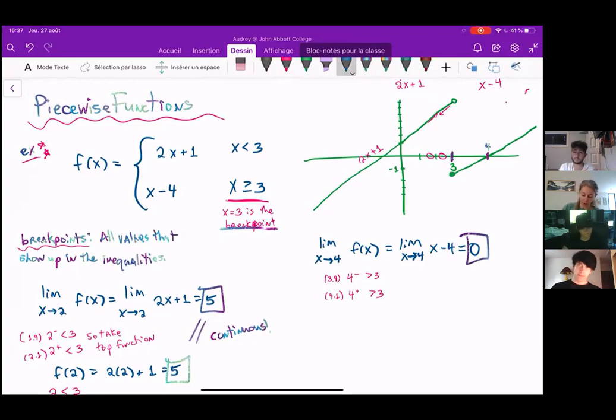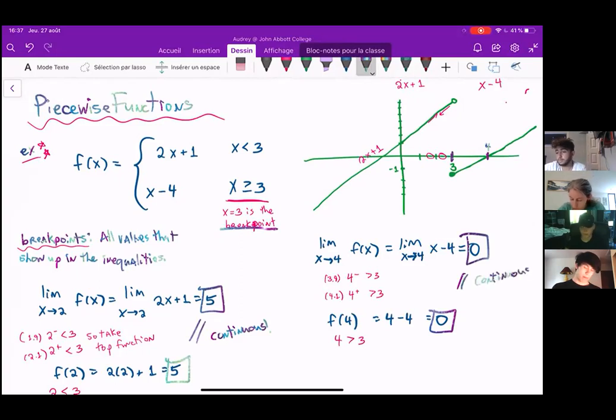Okay, what about f of 4? This is saying, where is 4? 4 is also bigger than 3. So this is just 4 minus 4, which gives me a 0. Are these values the same? Yeah. Is this continuous? Yeah. Okay, so both of those were pretty straightforward.